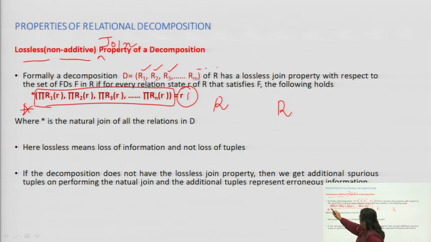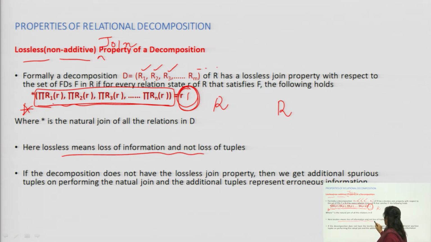So, a natural join of the states of all the decompositions R1, R2, R3 should be equal to the state of the original relation, which is known as the lossless join property. Like I told you, lossless means loss of information and not loss of tuples, and when we do a natural join, then sometimes we may have the additional or the spurious tuples, which is known as a lossy join.